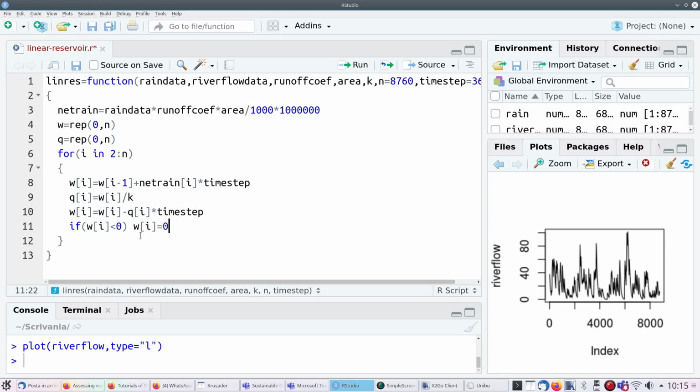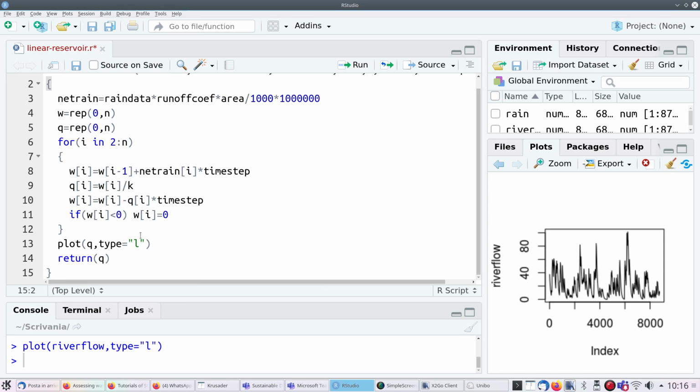Good. At this stage, I think I am fine, and I can go out of the for cycle. What I may need here is to write a plot. Let's write the plot. Plot Q, type equal line, in order to see what happens. If I want to give back the river flow as a result of my computation, I have to use an instruction return Q. And that's it. Let me save it.